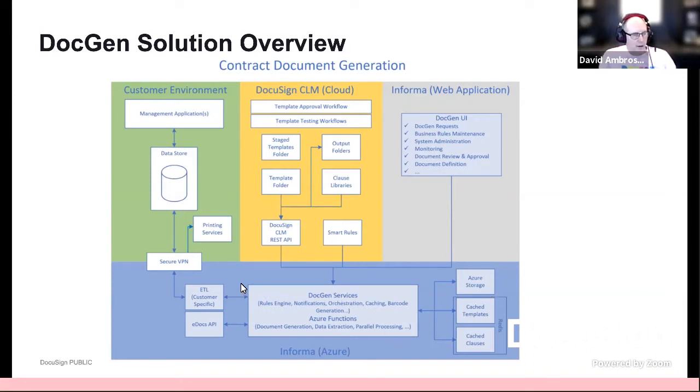And all of the rest of the solution obviously runs inside of Microsoft Azure. So that's where our rules engine executes. All the notifications, again, through SignalR real-time messaging, are handled there. All the caching, barcode generation, and some other functions and capabilities we'll talk about in a second. And then we leverage the Azure Functions for the orchestration of that document generation process, as well as some of the data extraction and leveraging that for parallel processing. You'll see when we run a document request through the parallel processing.